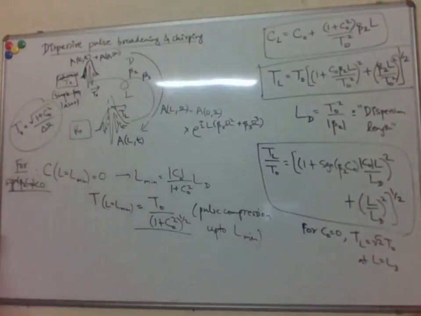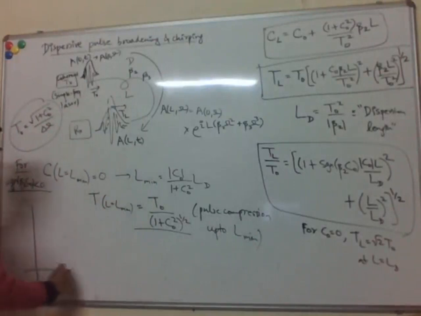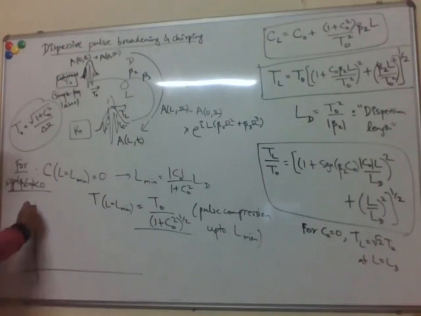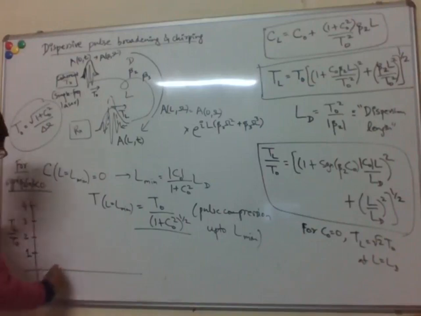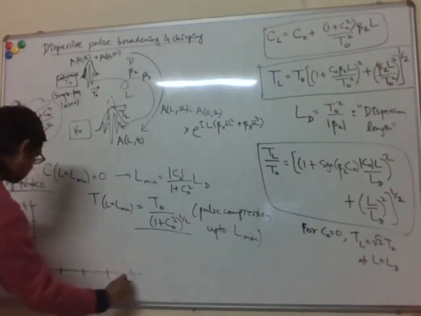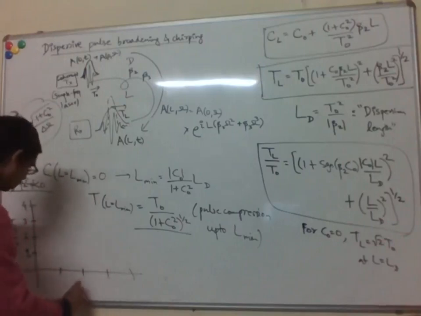And then beyond L_min, again, the pulse starts growing. So if you plot this variation, on the y-axis I have the pulse width or the broadening factor T_L by T0, and on the x-axis I have length normalized to the dispersion length.